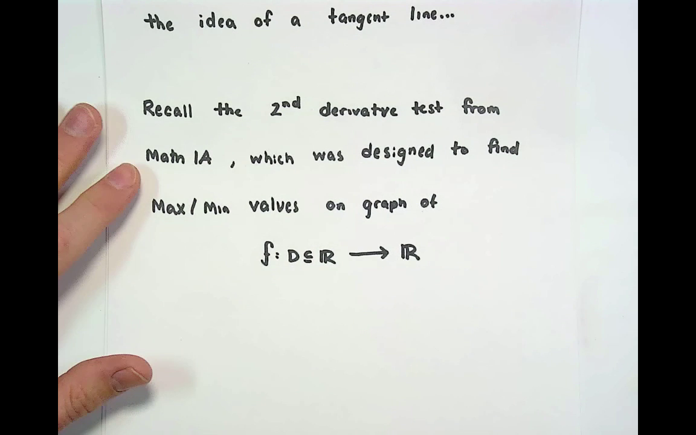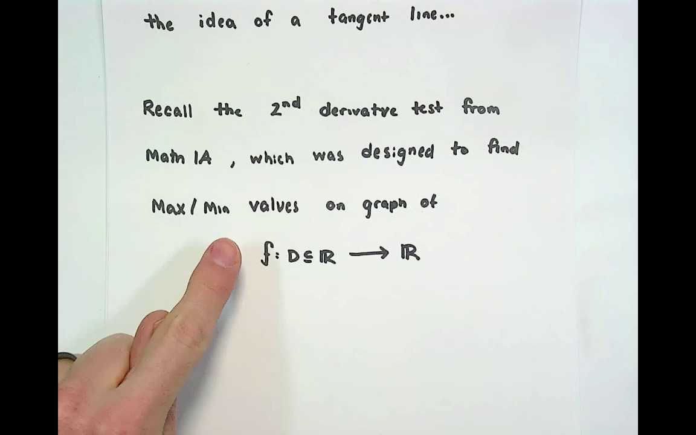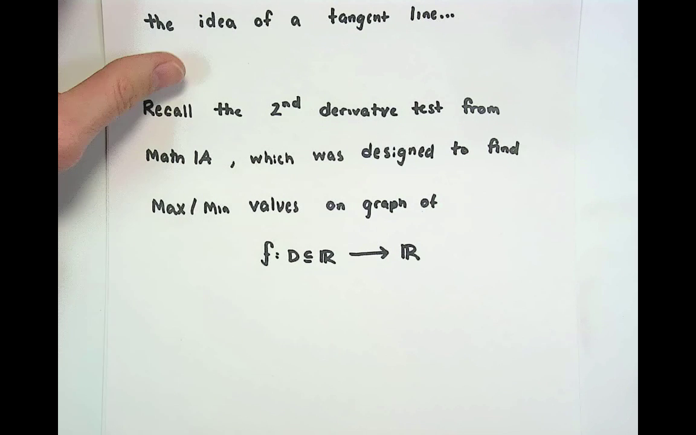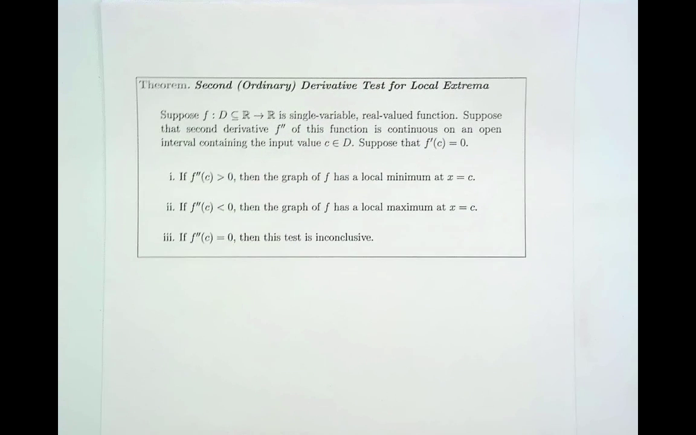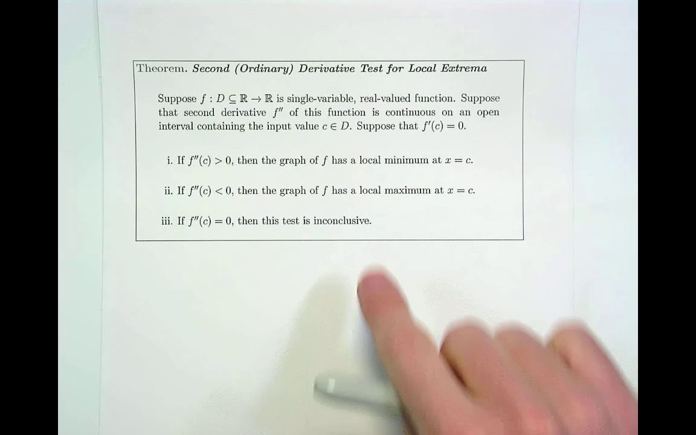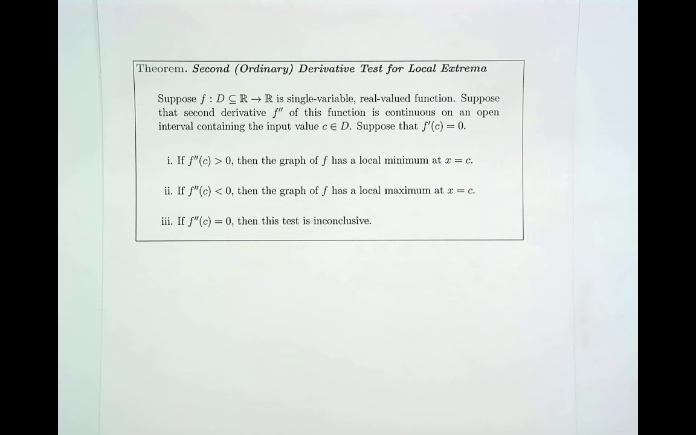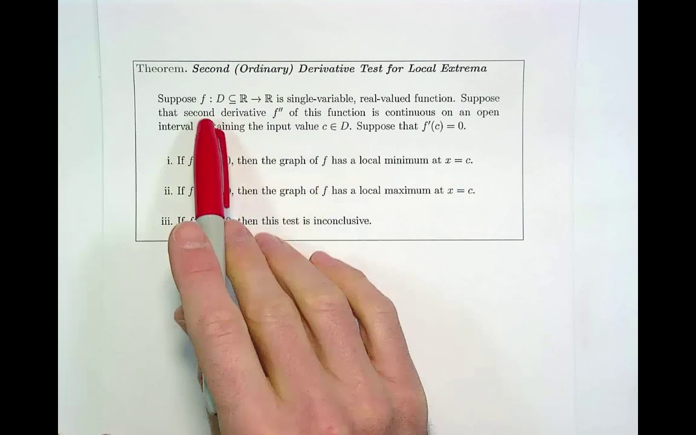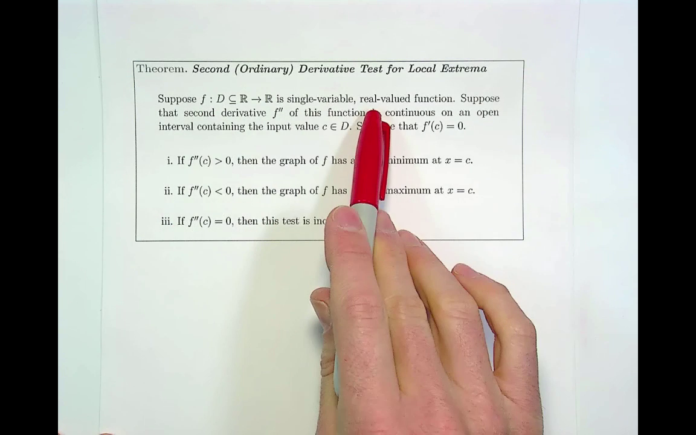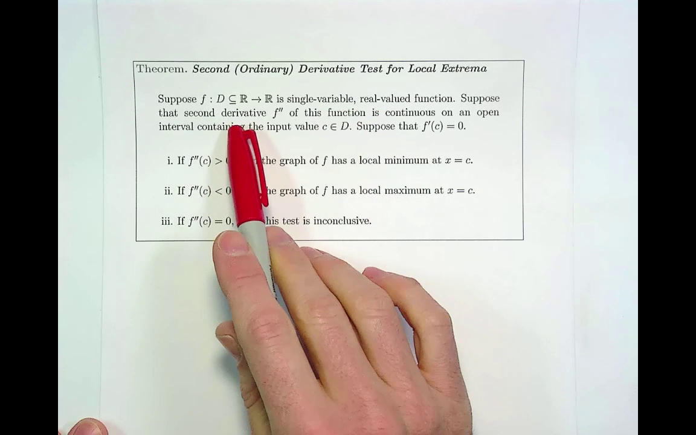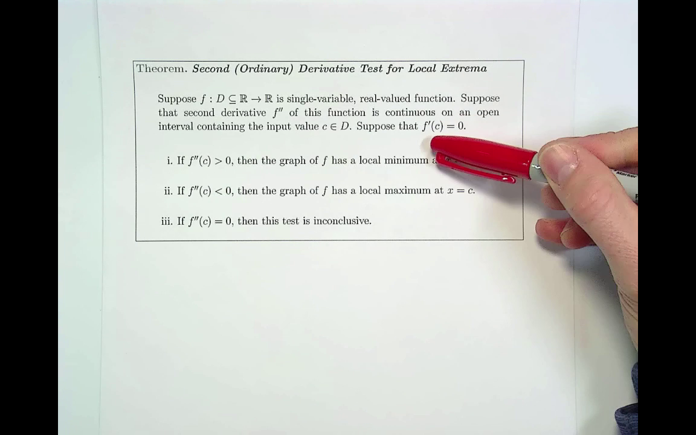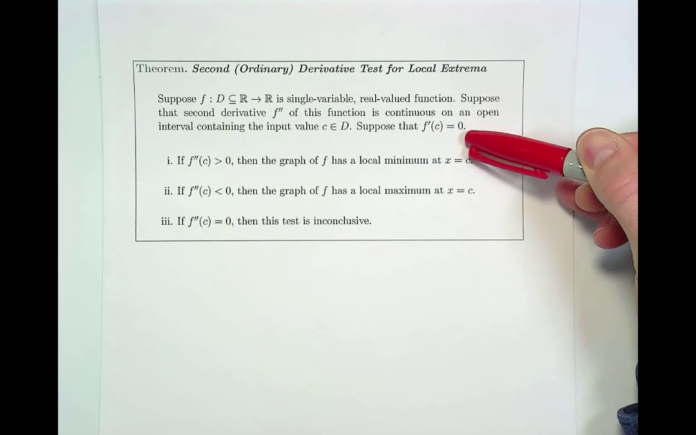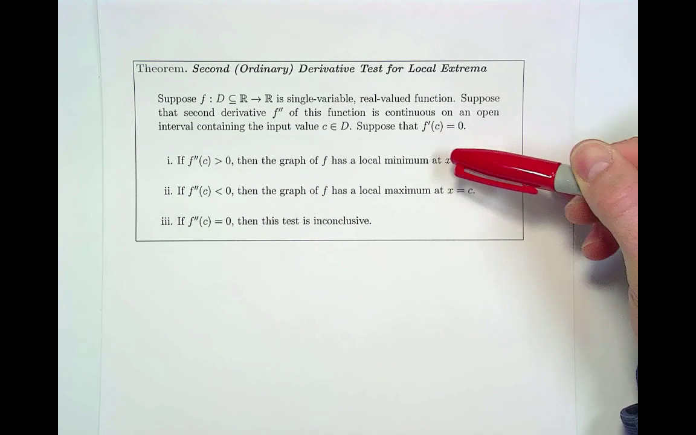Recall that the second derivative test was designed to help us find maximum and minimum values on the graph of a single variable function. And we can do better than that. We can actually state the theorem, which I would call the second ordinary derivative test because it's done for ordinary functions. So suppose that we have a single variable function with a real valued output. And then suppose that the second derivative of this function is continuous around some input point c. Finally, suppose that f prime of c is 0. So the derivative of the function at the input c is 0.